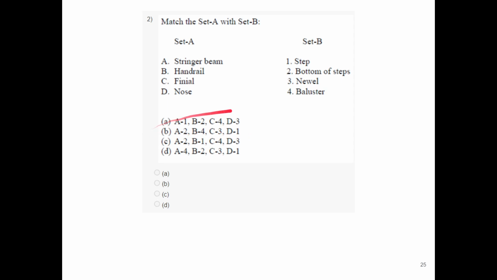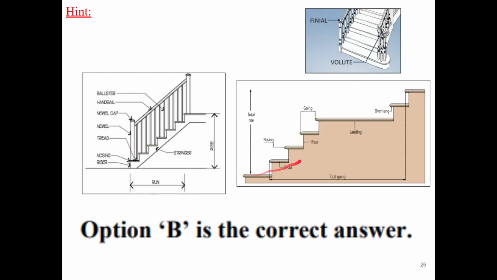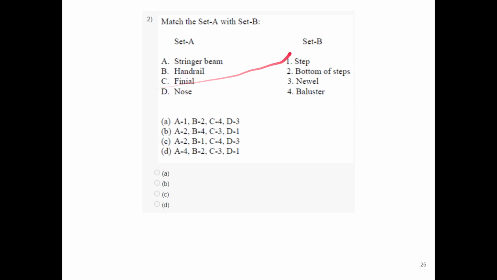So therefore we can say finial is connected to newel, that is C is 3, so it is going as per B. And last is the nose and the step. So that is also correct. Nose is basically the extended portion, the perpendicular distance from the bottom of the rise. This extended portion is present basically in a step. So nose is connected to step, so D is 1.